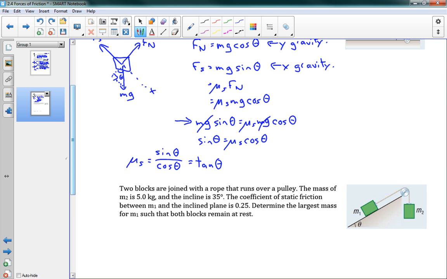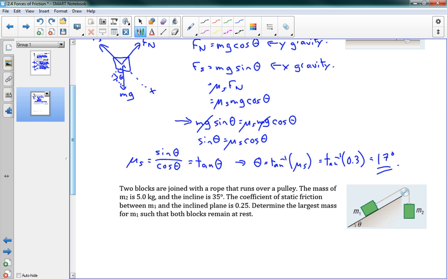Now I can say that tan theta is equal to mu s, so we can say that theta is equal to the tan inverse of mu s, which is equal to tan inverse of 0.3, and there we get 17 degrees. There we go. We solved it without knowing the mass. And so that's really cool.